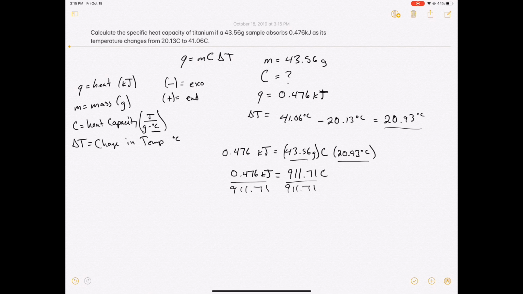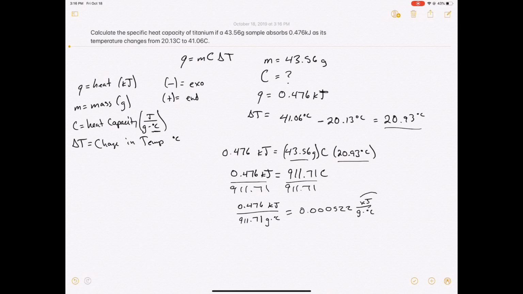Okay, so now we will divide 0.476 kilojoules by 911.71. Using our calculator, we get 0.000522 kilojoules per gram times degrees Celsius. Looking at our answer, it looks good. Only one thing, we are not finished yet.